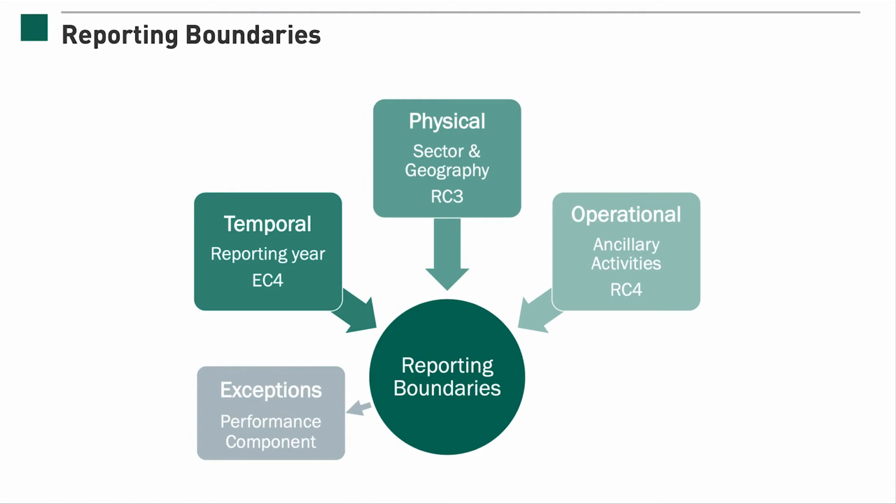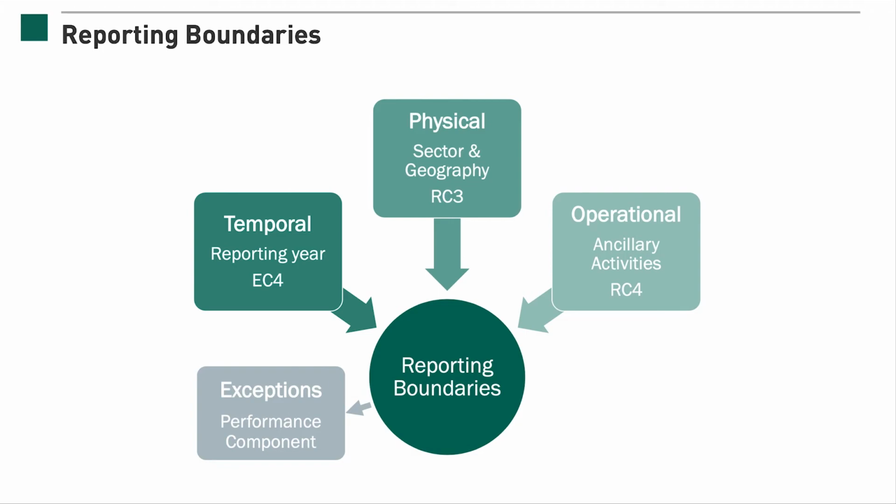These indicators are RC4 reporting year. This describes the temporal boundary for reporting. RC3 sector and geography. This includes the list of asset facilities with their geolocation, thus describing the physical boundary for reporting. And RC4 ancillary activities. This includes the list of ancillary activities undertaken by the entity, thus describing the operational boundary for reporting. The combination of these indicators provides an accurate picture of the reporting boundary. Everything within the boundary should be reported on within the relevant indicators, and everything outside the boundary should not be included.